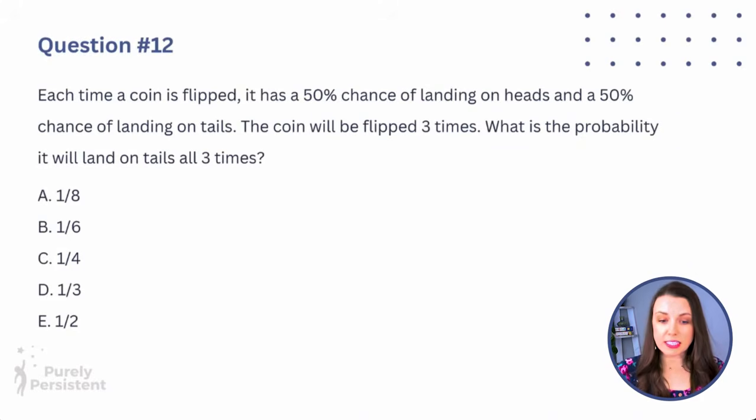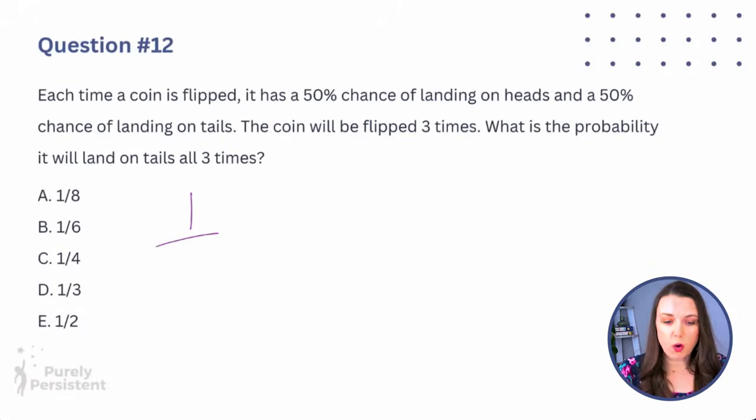Each time a coin is flipped, it has a 50% chance of landing on heads and a 50% chance of landing on tails. The coin will be flipped 3 times. What is the probability it will land on tails all 3 times? Okay, so the first chance it's going to land on tails, we have 1 chance over 2 possible outcomes, right? So 1 over 2. So that's the first time.